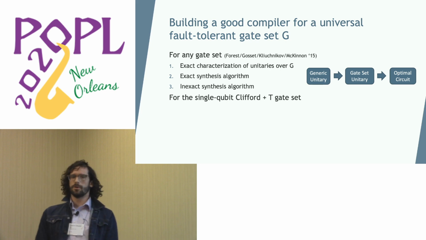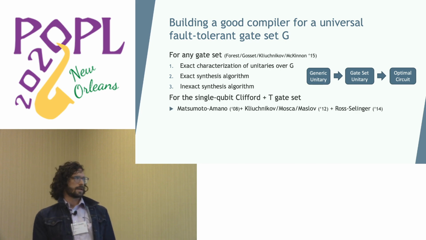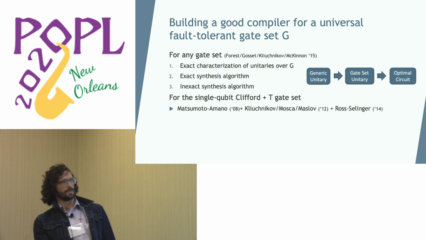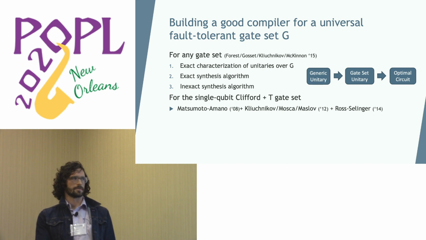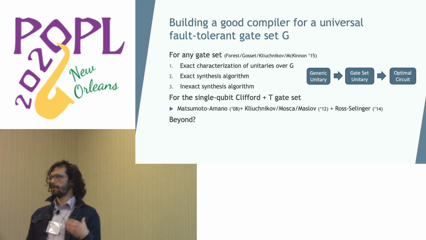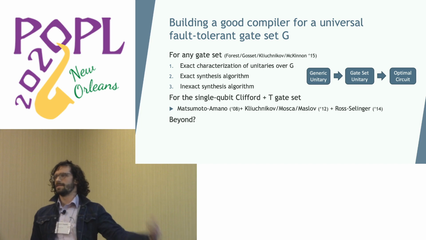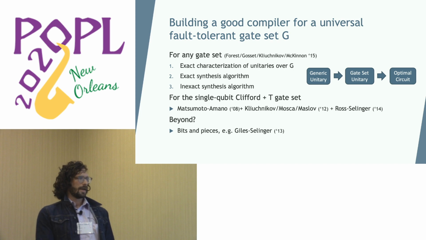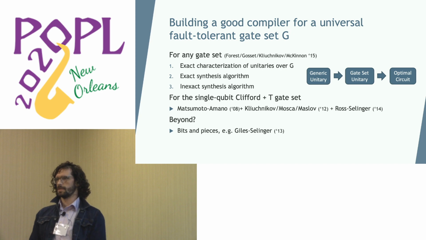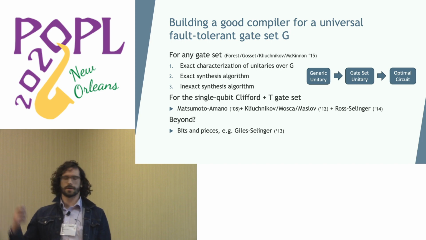And so for the single-qubit Clifford and T gate set, this is already accomplished. The Matsumoto-Amano normal form in combination with the characterization by Vadim Kliuchnikov and collaborators, as well as Neil Ross and Peter Selinger's rounding algorithm. But as far as going beyond single-qubit Clifford and T, the results have not been as forthcoming. So we have bits and pieces here and there. For example, we have a full characterization of Clifford and T unitaries on arbitrarily sized circuits.